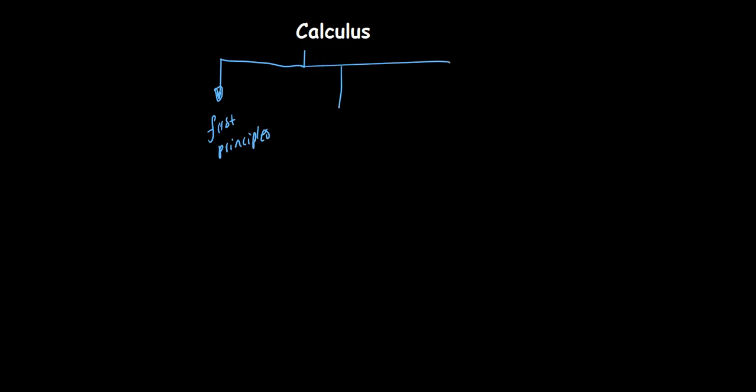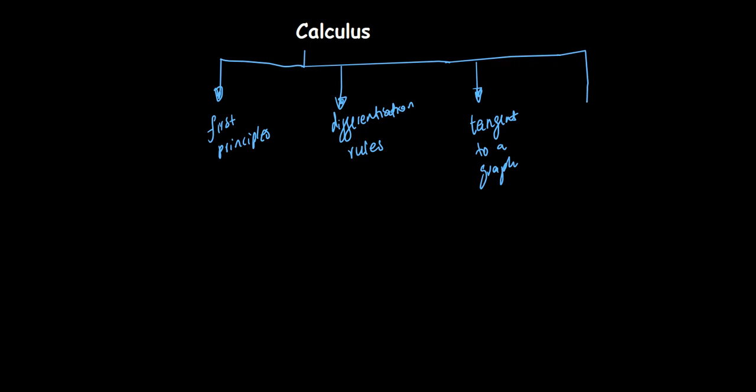Now, when dealing with calculus, let's understand the different parts that we have. The first one is first principles, the derivative from first principles, and then we have differentiation rules, and then we have tangents, tangents to a graph, and then we have graphs themselves, graphical applications, and lastly, you have optimization.